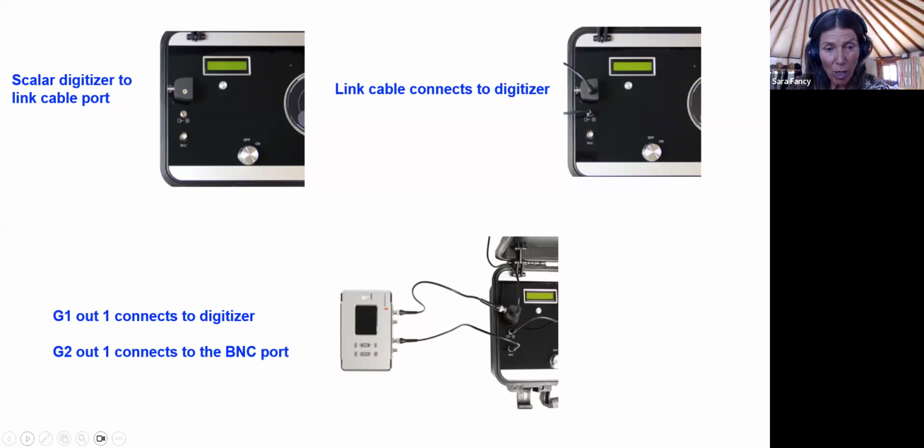Then G1 out 1 connects to digitizer. All right, so that's on here, the BNC connector here. And that goes to G1 out 1, generator 1 out 1. And then the generator 2 out 1 connects to the BNC port. Okay, so you can see it in this bottom right diagram. It's pretty easy to figure that out. It's not that complicated.